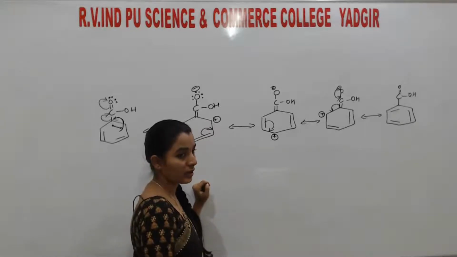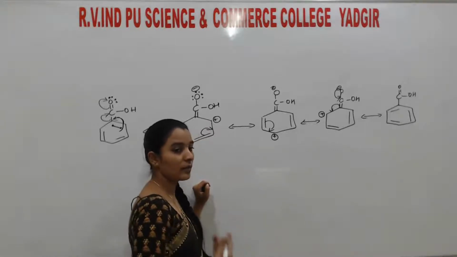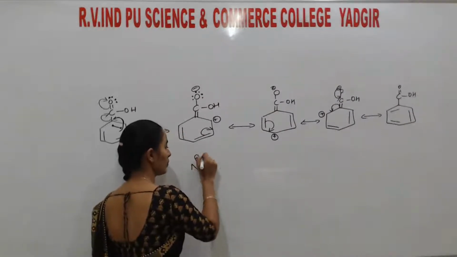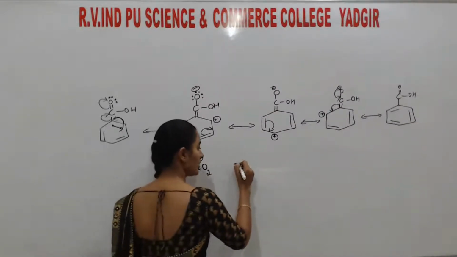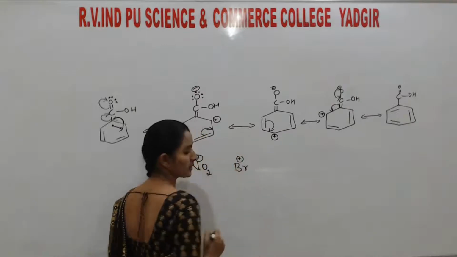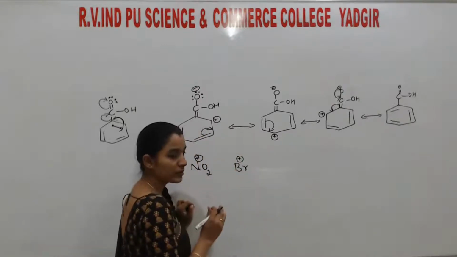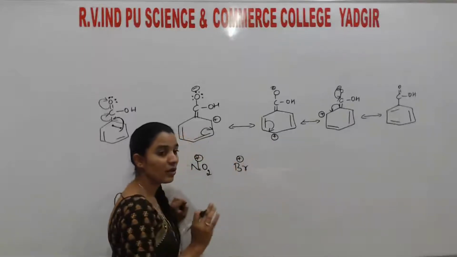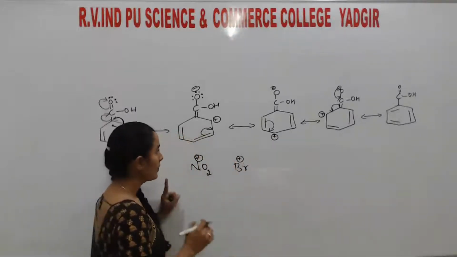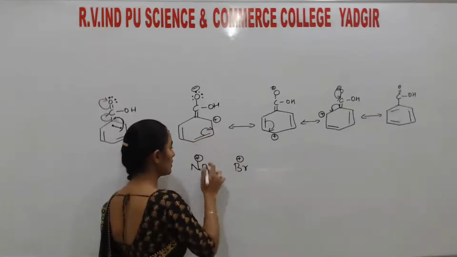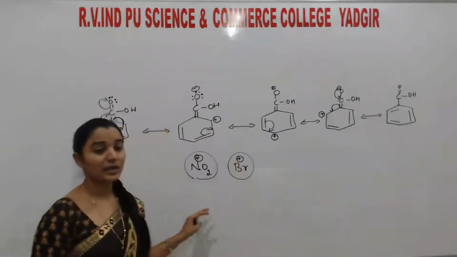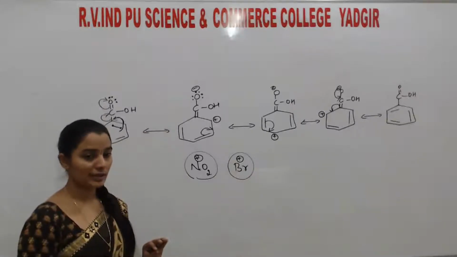Positive charge is there. If nitration or bromination takes place, in nitration we are going to get NO2 plus, and in bromination we are going to get Br plus. Both are electrophiles. So here it's a positive charge, here also positive charge, means they are not able to bond there. Means in the ortho and para positions, nitration and bromination cannot take place, means electrophilic substitution cannot take place.